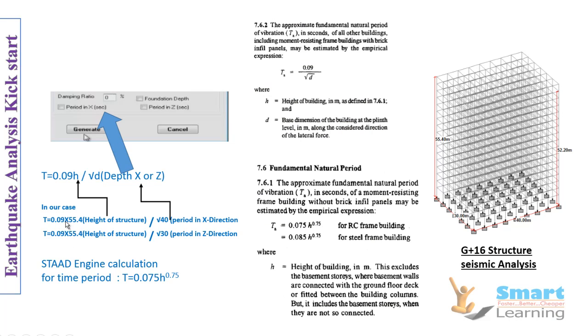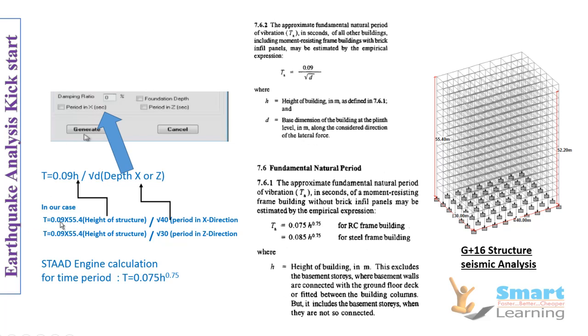So you have to compute 0.09 as per the formula, which you can see from clause number 7.6.2, which I have already loaded inside the DVD folder, in the exercise as EQ code. From that you can find this particular code file 7.6.2, and this is the formula, and here h is the height of the building, this is 55.4. So 55.4 I have taken. So this time period I am going to compute and put it here.